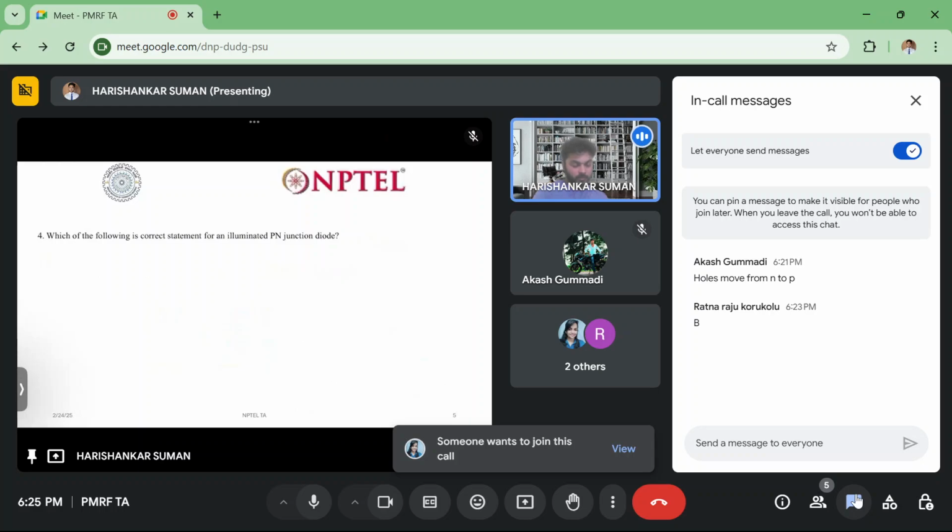Which of the following is a correct statement for illuminated PN junction diode? Carrier generation at short circuit current condition is larger than the open circuit condition. There is no generation of the charge carrier at open circuit voltage. Space charge region becomes wider under the open circuit voltage, and the recombination current in the diode balances the photocurrent at the open circuit voltage.